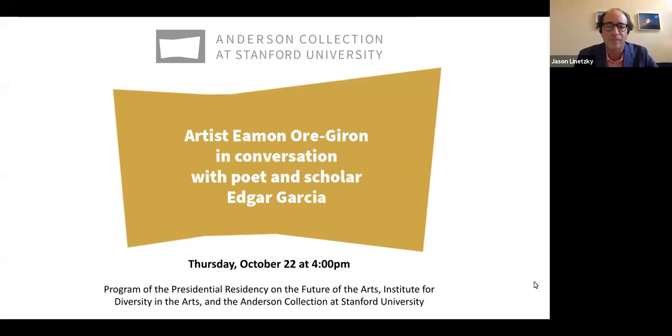Ore-Giron's work draws on motifs from indigenous and craft traditions, such as Amazonian tapestries and pre-Columbian gold work, alongside aesthetics of 20th century avant-gardes, including suprematism, neo-concretism, and futurism. Moving between temporalities and across cultural contexts, his large-scale abstract geometric paintings make manifest a history of transnational exchange.